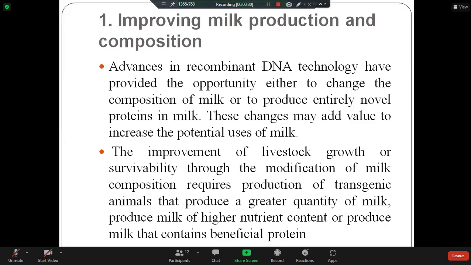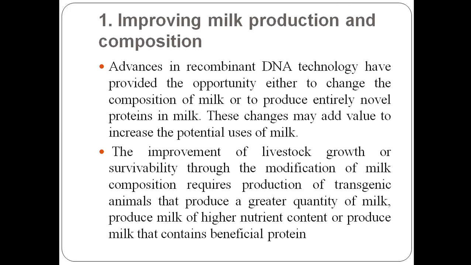So the first one is improving milk production and composition. The quantity of the milk produced should be increased, and at the same time the composition. You know that in milk we have different components like protein, casein, lactose, milk lipid, and others. So transgenic animals should be formed to increase milk production and improve composition.